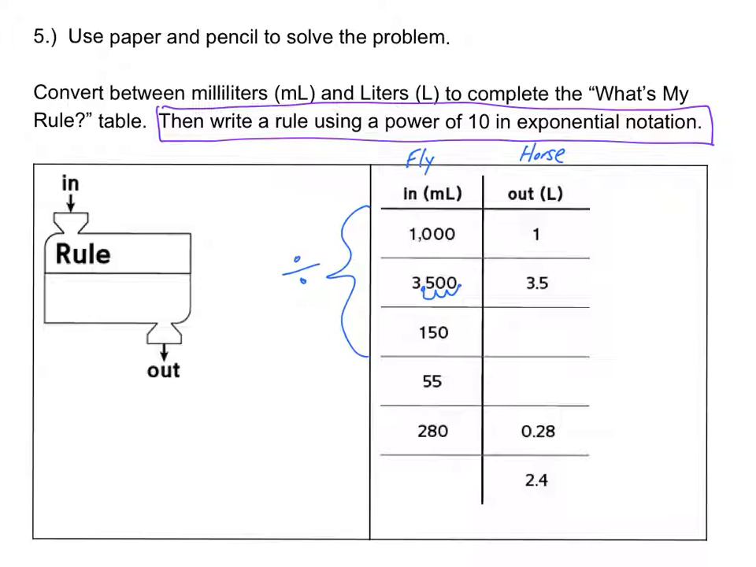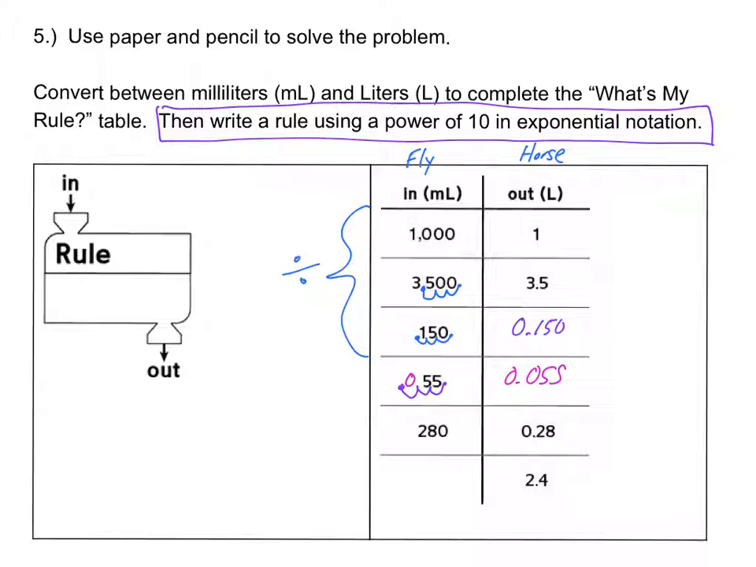Now, if we look at this next one here, we have 150. We again need to divide by 1,000, so we hop 1, 2, 3 to the left, and that gives us an answer of 150 thousandths of a liter. Now, next, we need to take a look at how to go from 55 milliliters to liters, and again, we need to fly to horse, divide, of course. 1, 2, 3. We have to fill that empty spot with a 0, and our answer is 55 thousandths of a liter.